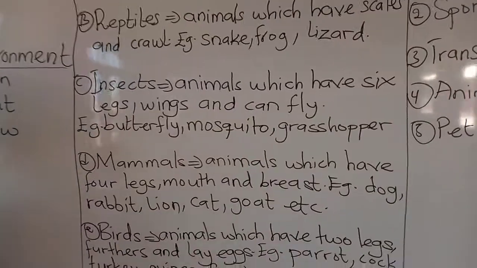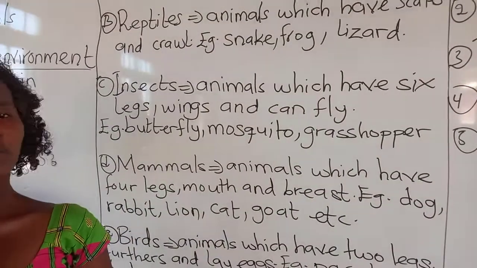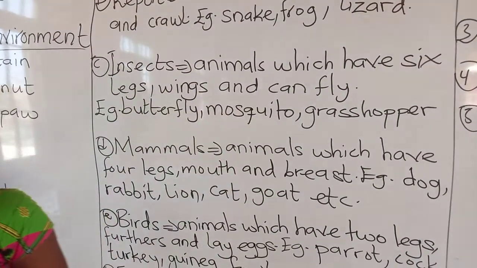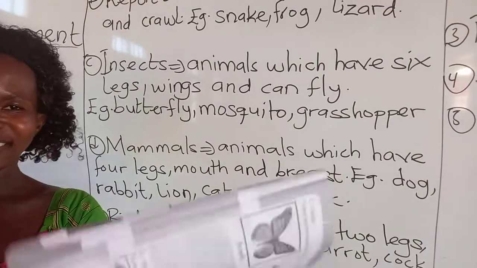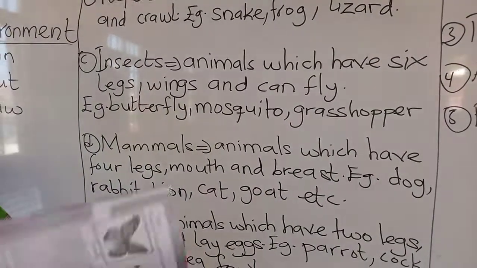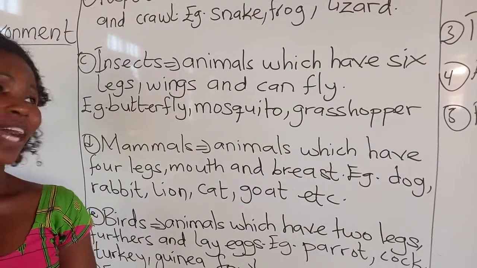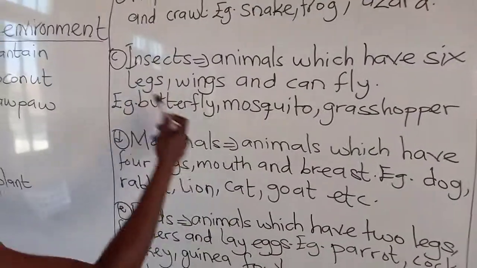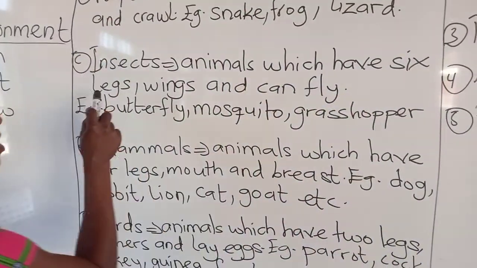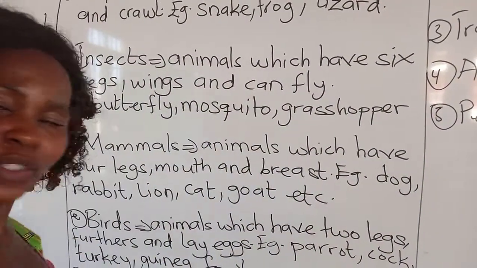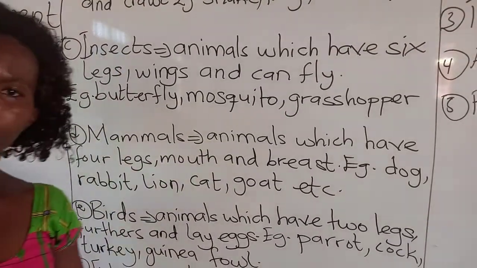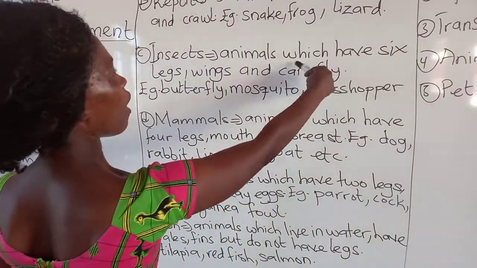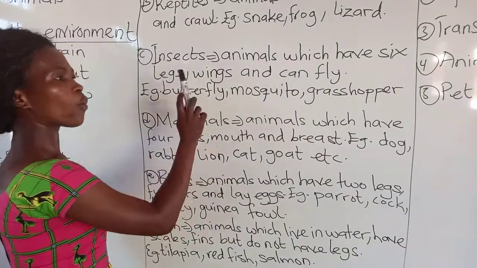The next one we have is insects. You've been seeing the cockroach every day in your houses, in your room, but you don't know whether it's an insect or a domestic animal. Because it is in your house, you may think it's a domestic animal. Please, cockroach is an insect. So insects are animals which have 6 legs, wings, and can fly. That is why if you see the cockroach, you want to kill it, it flies away, you cannot kill. So we have insects, which are animals which have 6 legs, wings, and can fly.